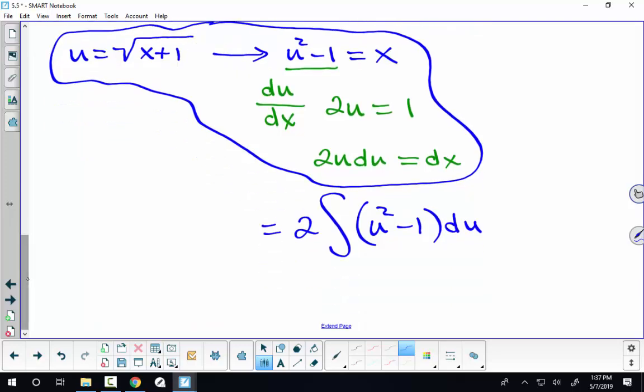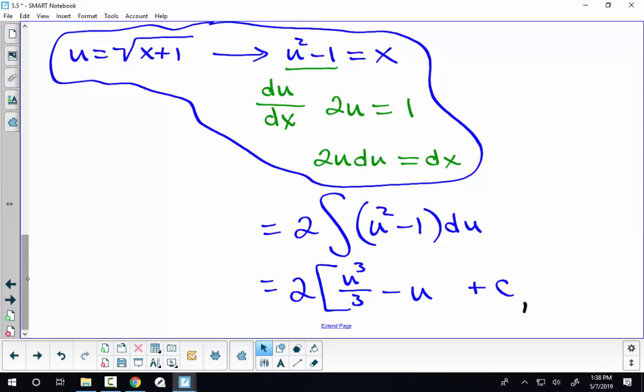So we have 2 times the antiderivative. The antiderivative of u squared is u cubed over 3, minus the antiderivative of 1 with respect to u, which is u. Okay, let's change colors. Plus, we'll just call C1 our constant.